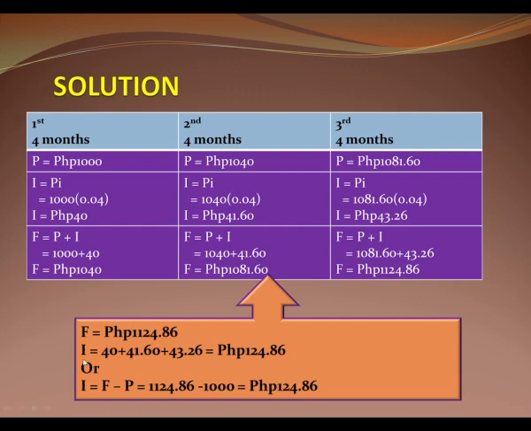And finding the compound interest I is simply the sum of all the interest earned in every conversion period. So this is simply 40 plus 41.60 plus 43.26, for a total of 124.86. Another way is, after finding the final amount, which is 1,124.86, just subtract the given principal, which is 1,000. So you will get the same answer of 124.86 using the formula that I is simply the difference of F and P, or F minus P.